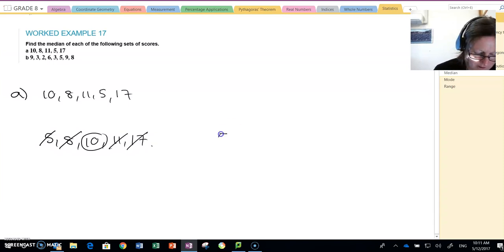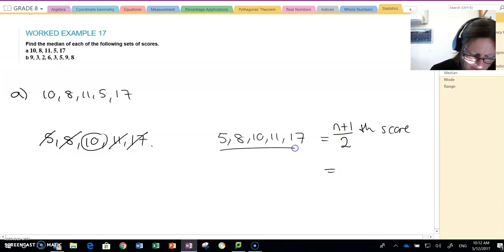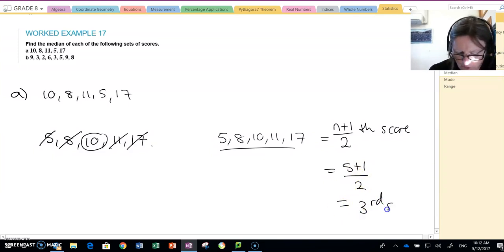But let's look at the second method. So we'll put our scores back in order. The second method to work out the median is you get n plus 1 divided by 2 to work out which is the middle score. So n plus 1 is that's the score we want. So there's 5 scores here. So 5 plus 1 divided by 2, 6 divided by 2 is the third score. So our middle score is the third score. 1, 2, 3. That's our middle score. So there's the two methods.